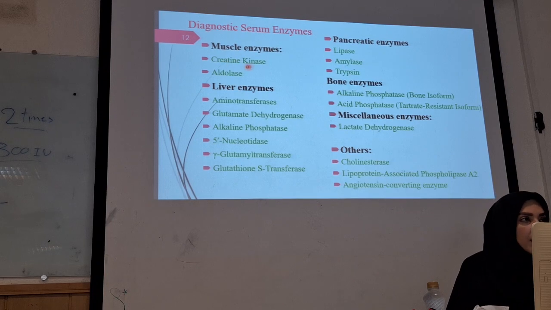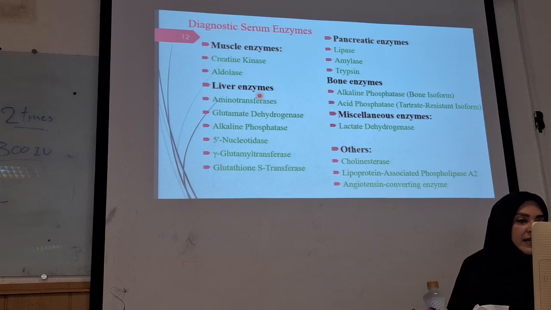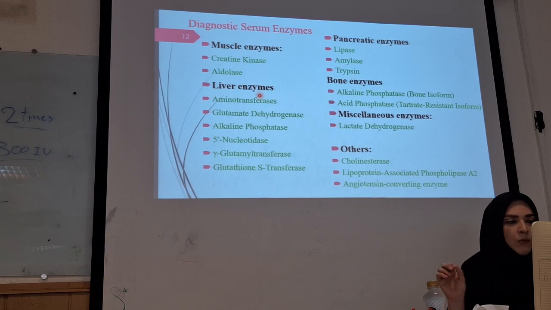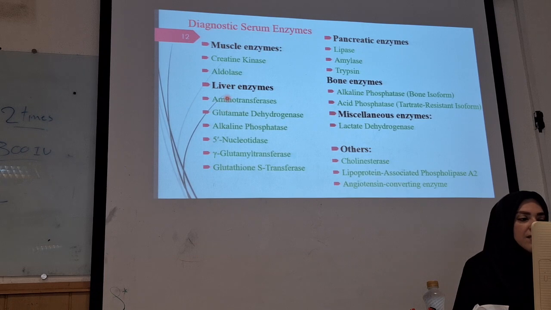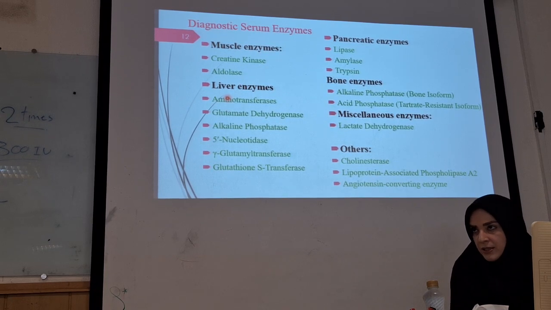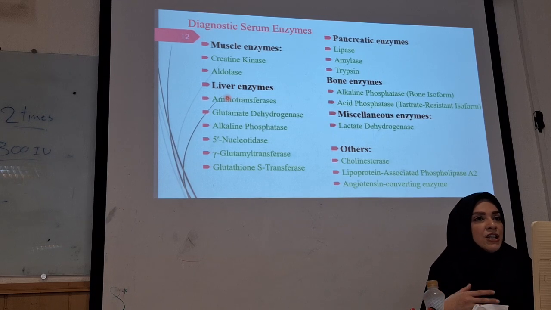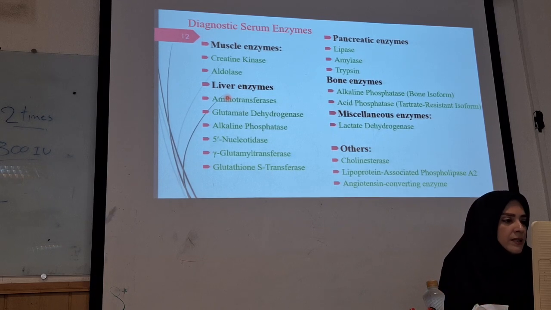You should know that creatine kinase and aldolase are the specific enzymes for the muscle. In the next slide, I will describe them one by one. About the liver enzymes, because the liver is considered a factory of the body, it contains different types of enzymes and they have different roles, especially during metabolism, like aminotransferase, glutamate dehydrogenase, alkaline phosphatase, and other enzymes.